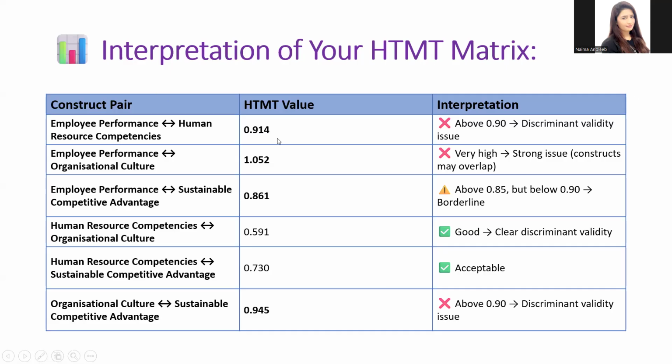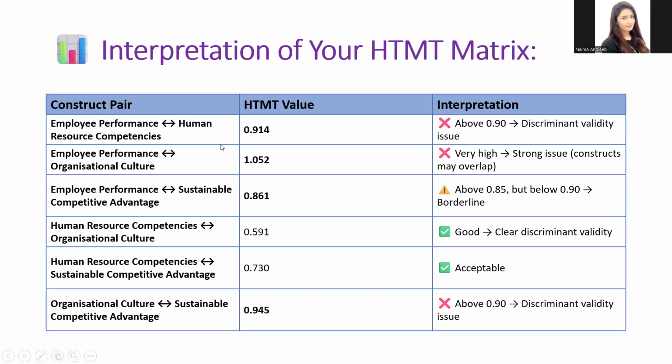This validity is 0.014 above. If 0.900 was okay, now it's a little bit higher. Then employee performance and organizational culture is 1.052, not low, it comes in 1. It's very high, meaning a strong issue. Constructs may overlap. It shows an overlapping of the constructs. That means constructs have some problem with the items or with some concepts.